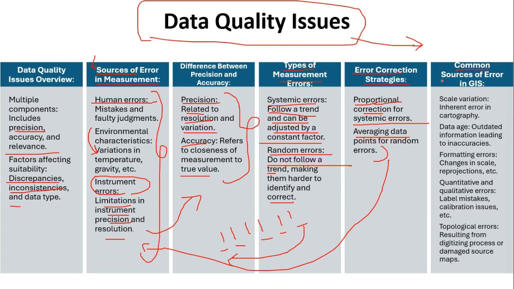And what are the common sources of error in GIS? Scale variation can be there, as inherent error in cartography can cause scale variation in data. Data age: outdated information leads to inaccuracies. Formatting errors, like changes in scale and reprojection, can also cause errors. Quantitative and qualitative errors, like label mistakes and calibration issues. Then topological errors, resulting from the digitizing process or damaged source maps. These are some data quality issues we have to keep in mind while doing measurements and working on any kind of vector data set.